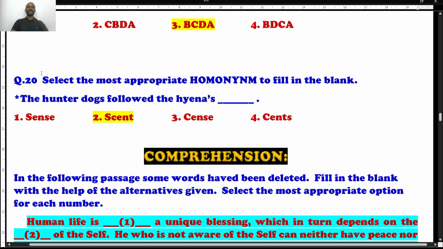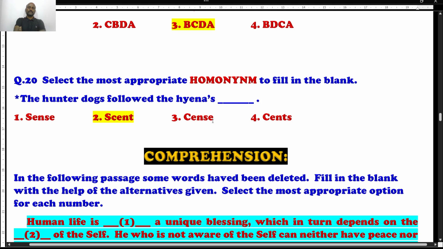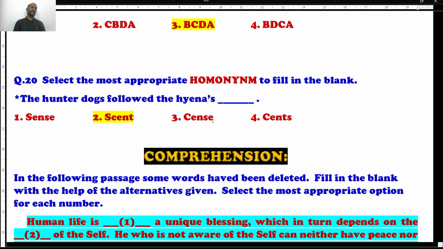Last 6 more questions. Question number 20 is, select the homonym for the given sentence. Students, again it is vocab based. What is a homonym? Students, we do have homophones and homographs, right? Homographs and homophones are part of homonyms. Homo in the sense of same, similar. Graph in the sense of writing. Phone in the sense of sound. It might be a homograph or a homophone.